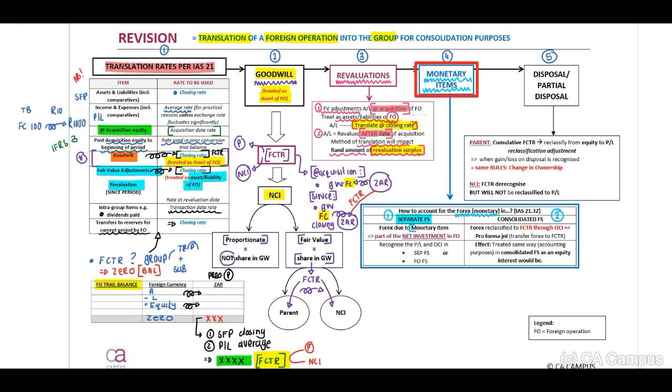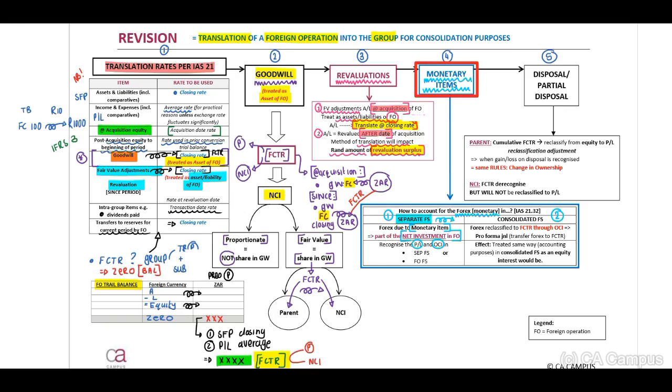Now, when we look at the separate financial statements of our parent, important guys, the investor, the forex due to our monetary item. Now remember, why will there be a foreign exchange gain or loss? Because our IAS 21 principles indicate to us that at the end of our reporting period, we need to remeasure all of our foreign line items in our trial balance using a closing rate to our presentation currency, okay? And this will be part of our net investment in the foreign operation. Therefore, you will either recognize that forex as part of profit or loss, or OCI.